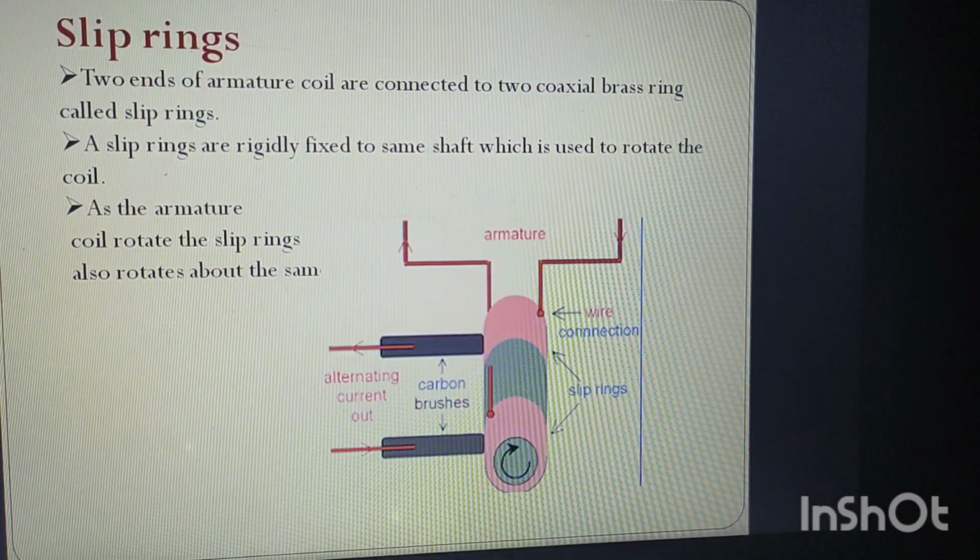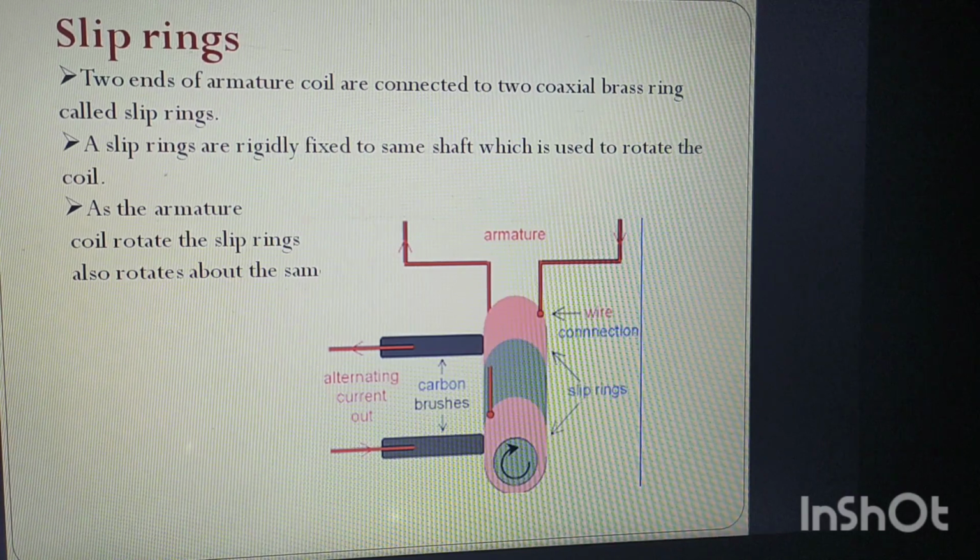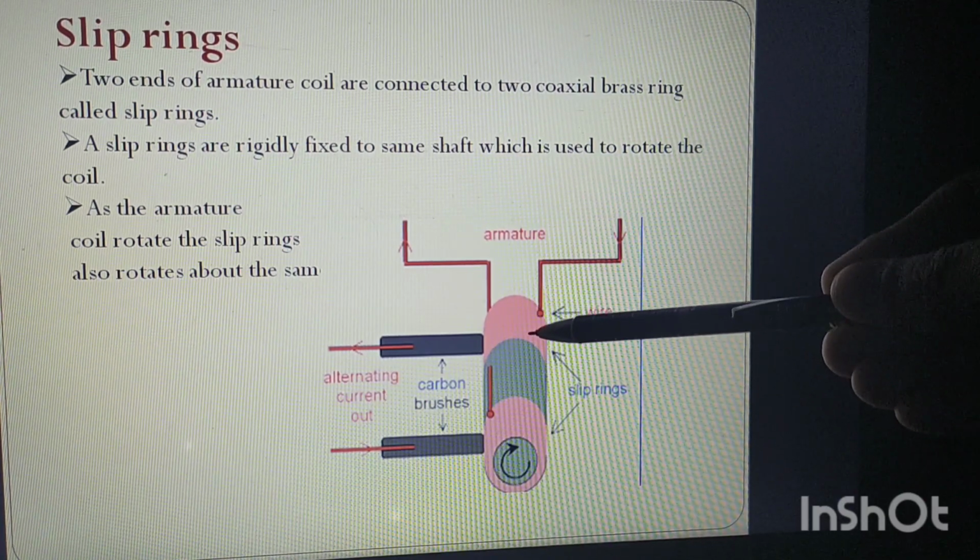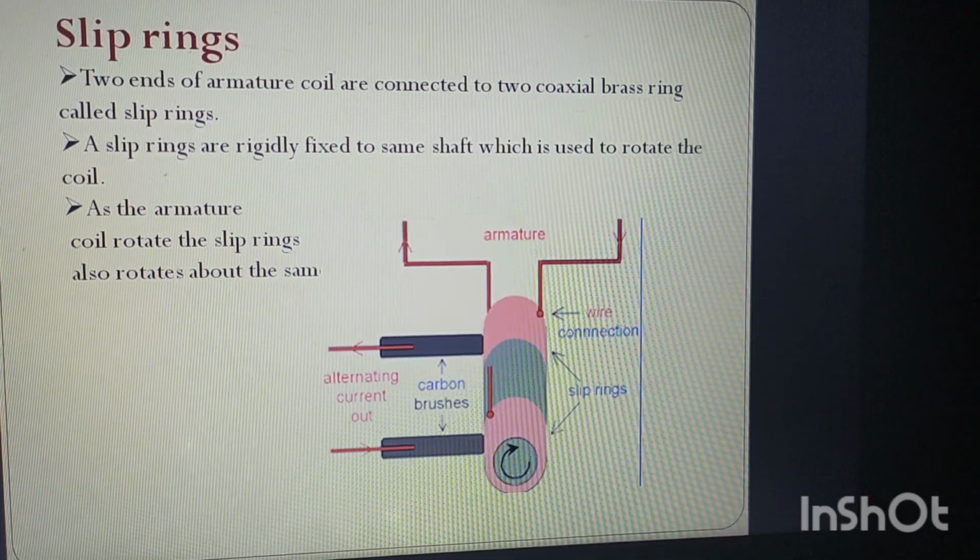Now, what are the slip rings? As you can see from this figure also, this pink portion, these are the slip rings.